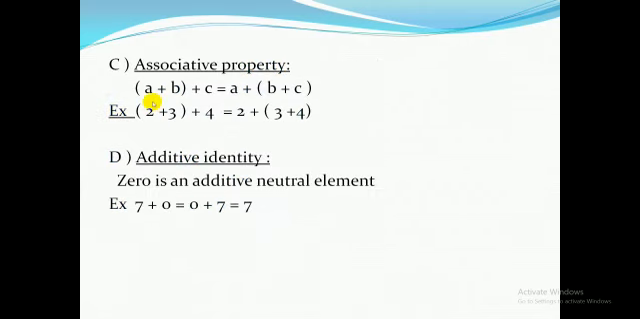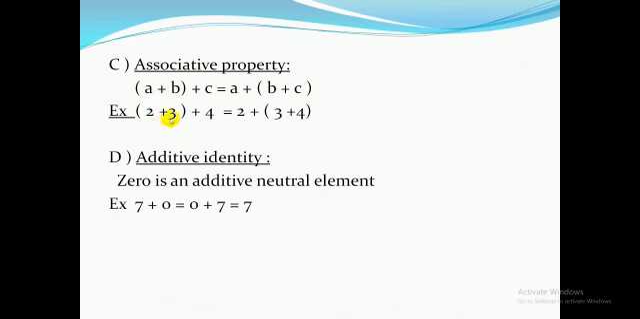Number C, associative property. What is the meaning of associative property? Associative property means I can change the place of brackets without changing the result. Like here, if I say (A plus B) plus C equals A plus (B plus C). What do you notice? I noticed that I changed the place of the brackets without changing the result.